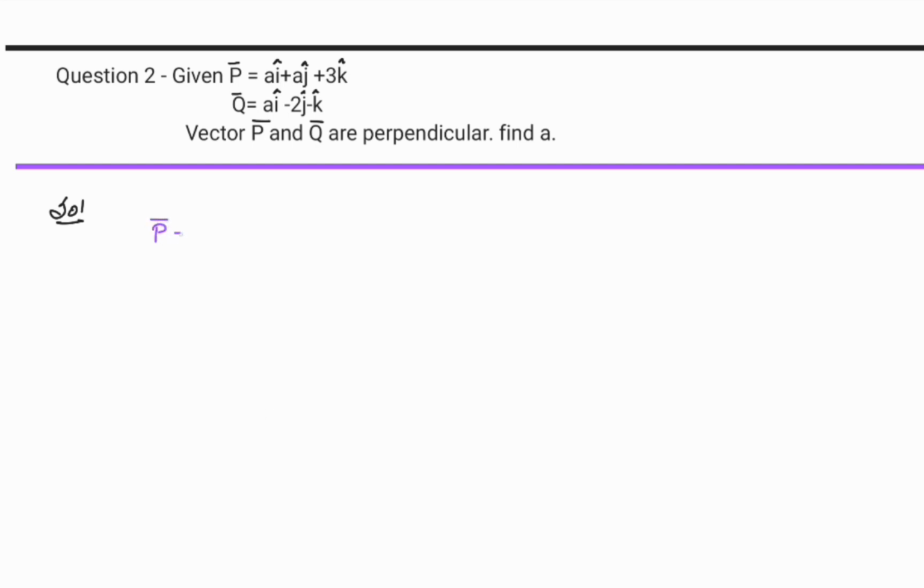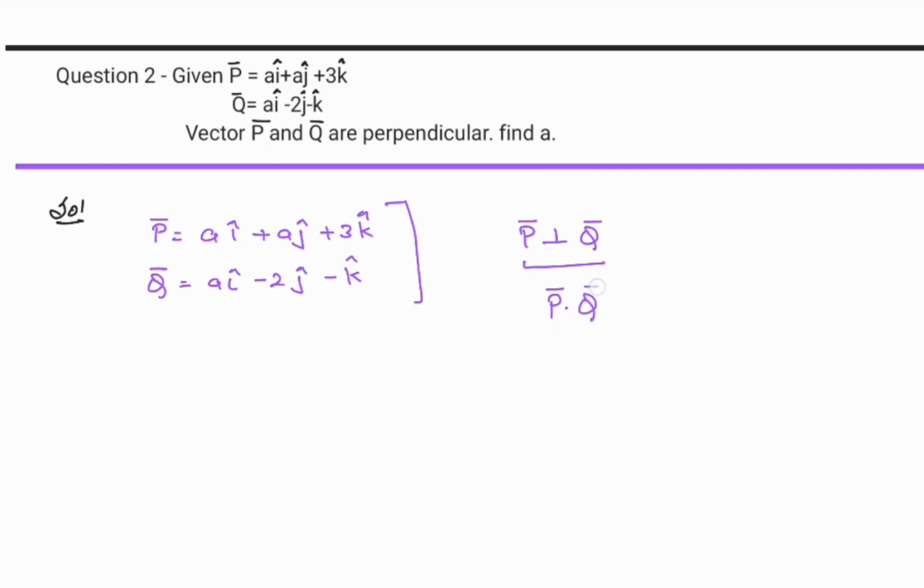Here the vector P is given as A i cap plus A j cap plus 3 k cap, and vector Q is given as A i cap minus 2 j cap minus k cap. These vectors are given like this, and it is given vector P is perpendicular to vector Q. We know when two vectors are perpendicular to each other, their dot product is going to be 0. This property we are going to use to find the value of A.